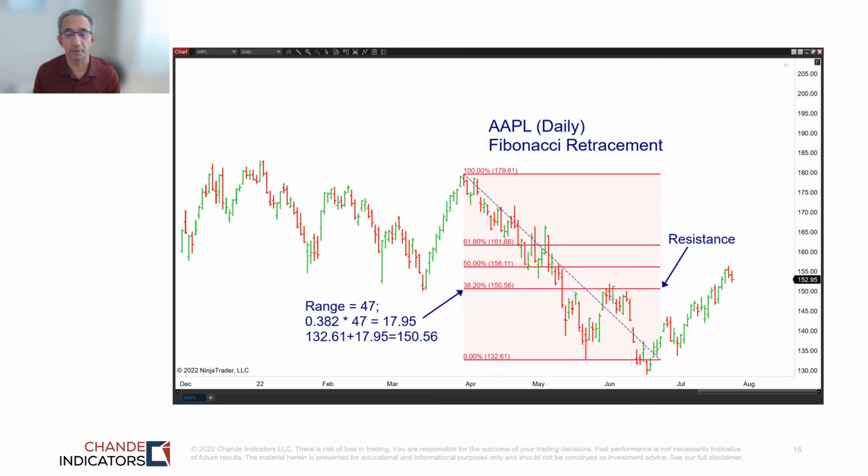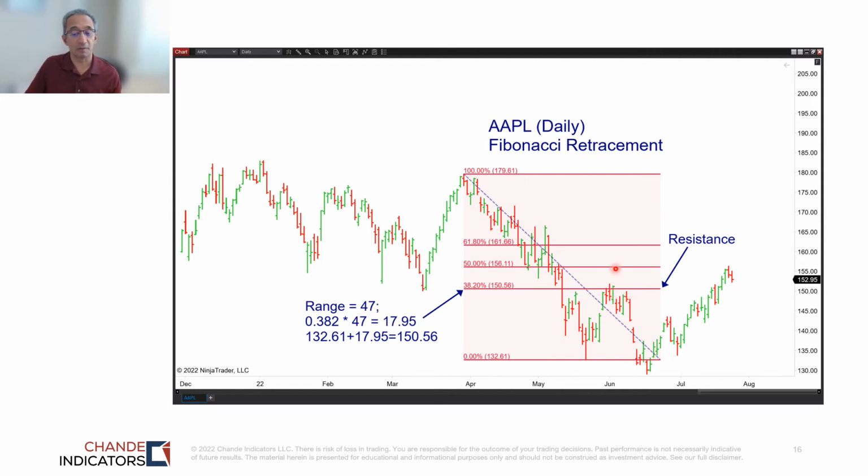This is another example of a retracement on the Apple chart. So we got a bounce up and then a sell-off and then a little bounce here before the market made another low. And the range from this high to that low was 47 points, and 0.382 retracement amounts to 17.95 points, or adding that to the low of 132.61, we get 150.56, which is precisely this point. And this is where we found resistance. Of course, again, the problem is the same.